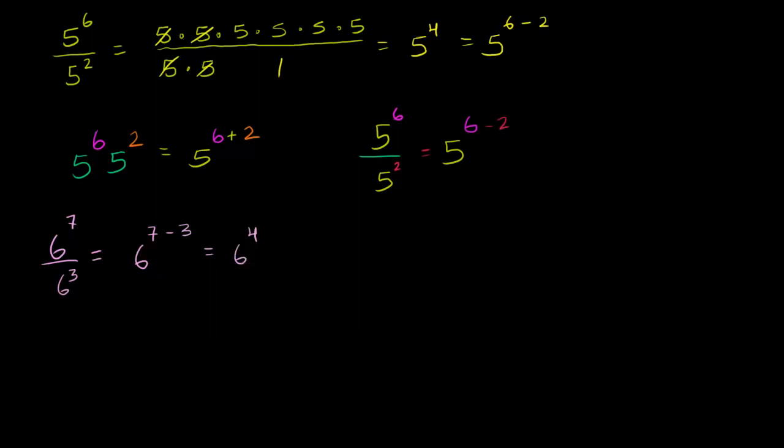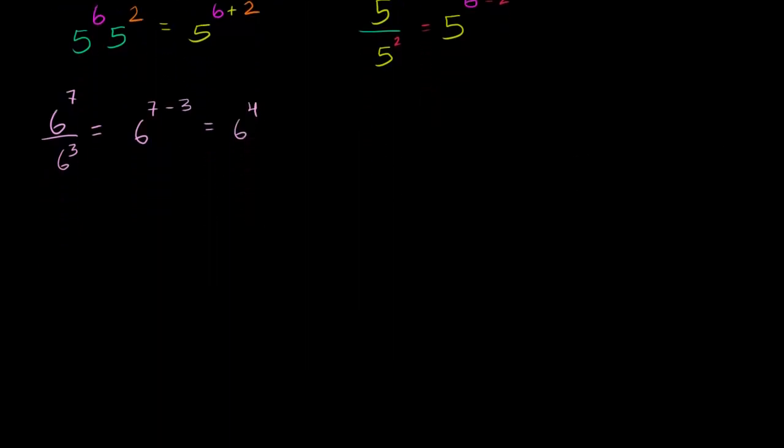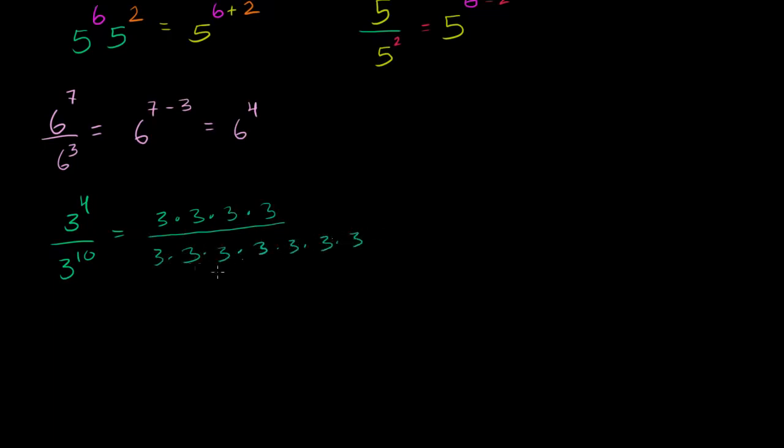Now let's try something interesting, and this will be a good segue into the next video. Let's say we have 3 to the 4th power divided by 3 to the 10th power. Well, if we just go from basic principles, this would be 3 times 3 times 3 times 3, all of that over 3 times 3 and so on. We're going to have 10 of these. How many is that? 1, 2, 3, 4, 5, 6, 7, 8, 9, 10.